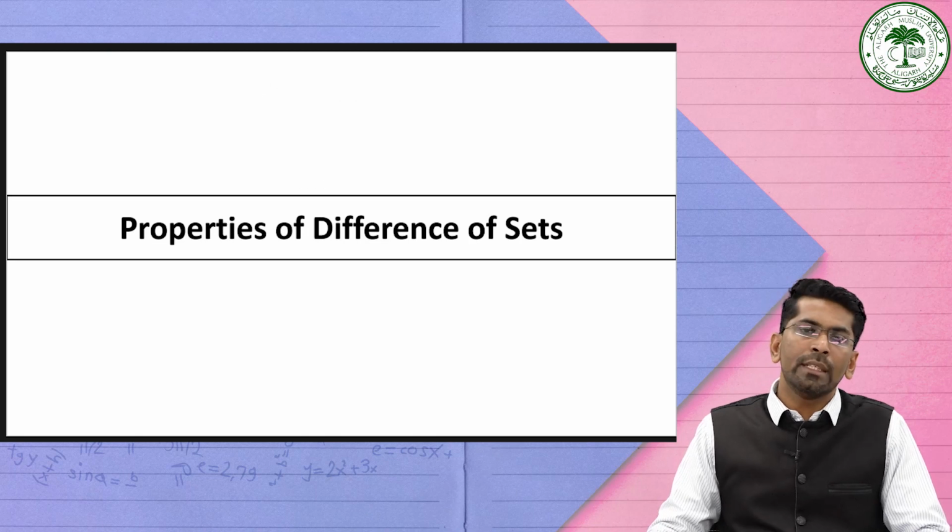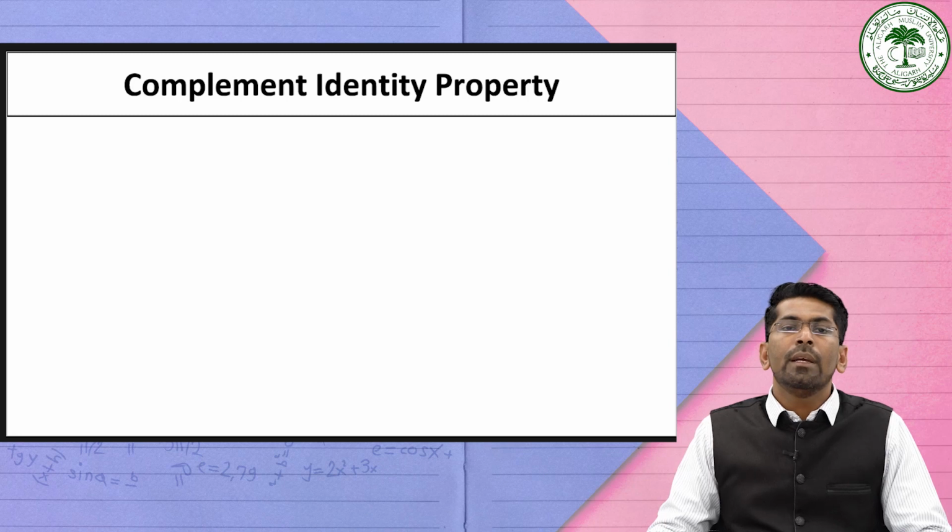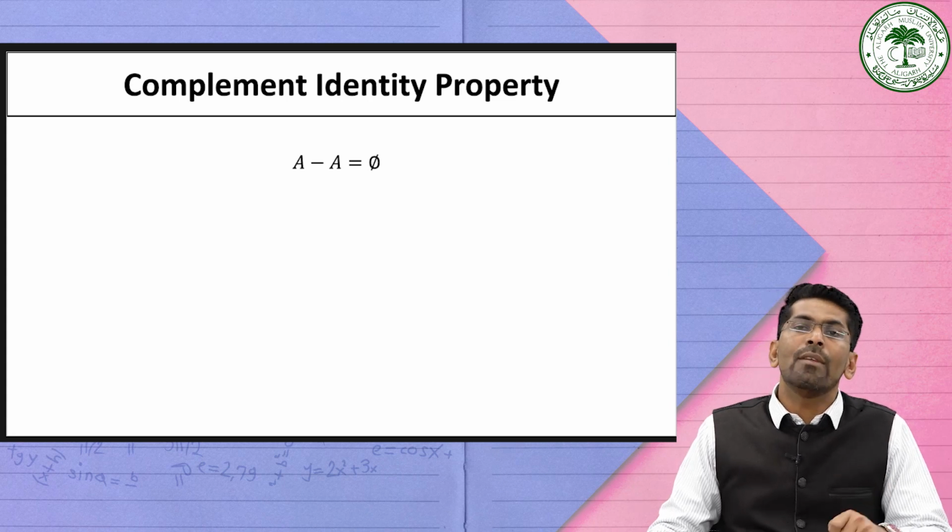Now we are going to consider some of the important properties of set difference. The first one is the complement identity property, which means that A minus A is equal to phi. This property states that the difference of a set with itself results in an empty set.